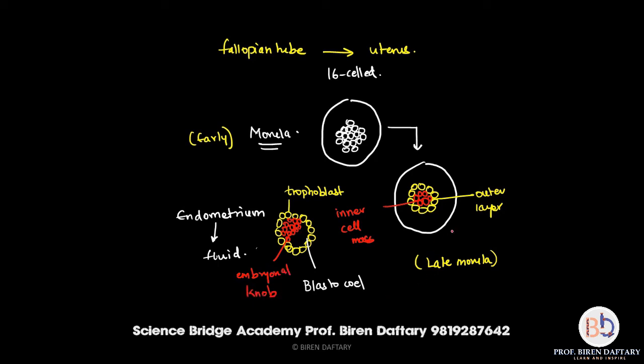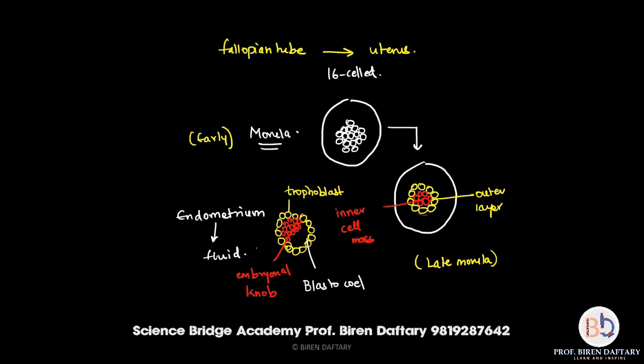So what happened was, when the morula reached the uterus, the zona pellucida disappeared. The outer layer of cells absorbed fluid from the uterus and became flat, and because of that a space was created inside, called the blastocele, and the embryonal knob is the inner cell mass which has moved to one end. So now this structure which is formed is called a blastocyst or a blastula. The next stage after morula is called the blastula.